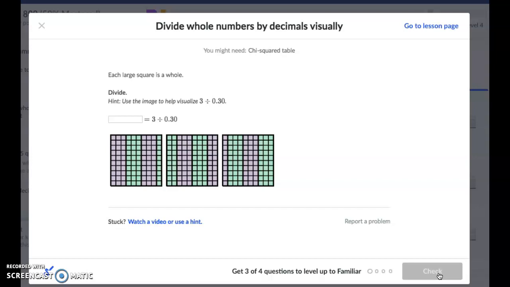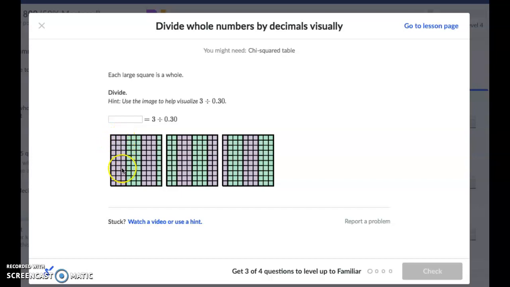So in this one, each large square is one whole, and we are going to use the images below to figure out 3 divided by 0.30. So you can imagine each of these as one whole pizza, or one whole candy bar. And then they've shaded in 30 sections out of each, because 0.30 would be 30 hundredths, and they've shaded in 30 hundredths.